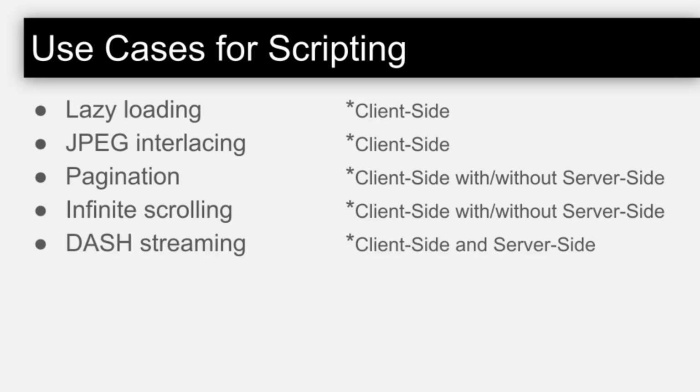Next use of scripting is for dash streaming of videos. Dash streaming uses both client-side and server-side scripts. Dash is a short form for dynamic adaptive streaming over HTTP. It is a streaming protocol designed to deliver high-quality video and audio content over the internet. It works by breaking media content into small chunks and dynamically adjusting the quality of the stream based on the viewer's network condition.